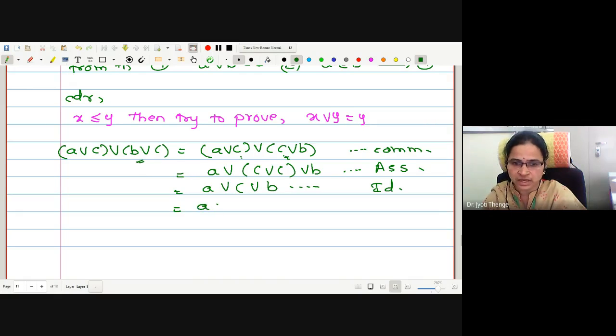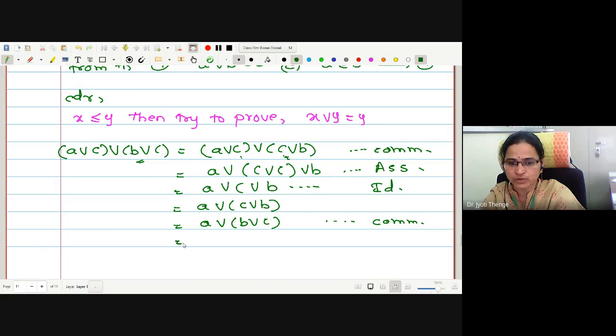Therefore, I can write it as A join C join B or A join B join C. Correct. If I write here, I have used commutativity again. Now, this B join C, what I will try to write by using associative, this is A join B join C. Reason: associative I have used.